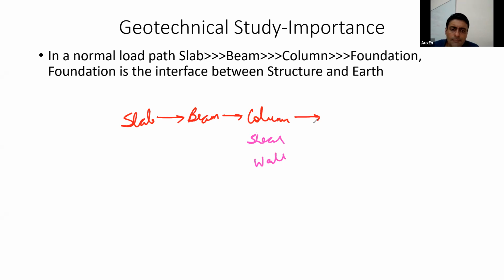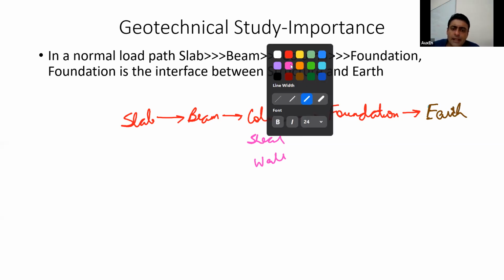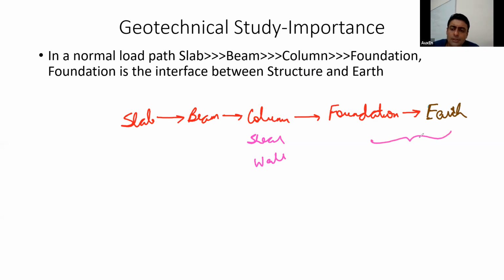From columns, your load will then flow to foundation systems. And from foundation, your load finally flows to where? What will be the last point in this sequence? The last stage would be that the load finally flows to earth, isn't it? So basically this foundation system acts as an interface between your load transfer from foundation to earth. So we can say that this is an interface.